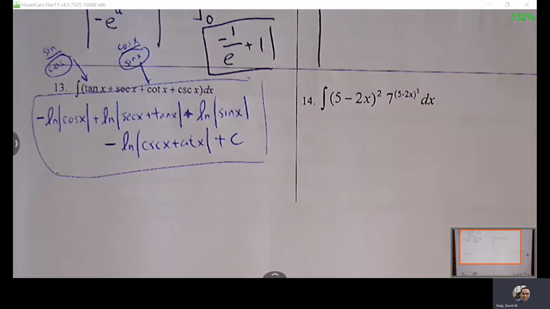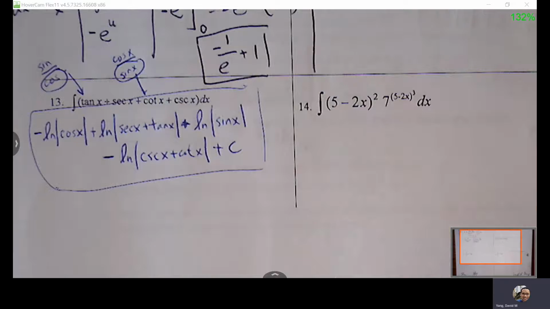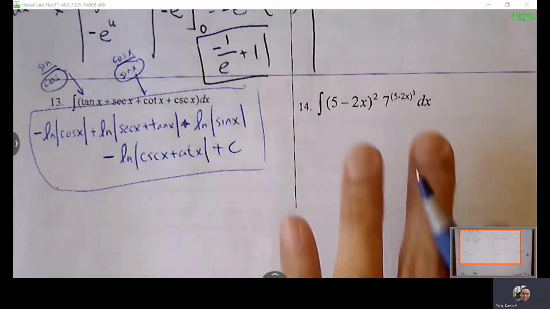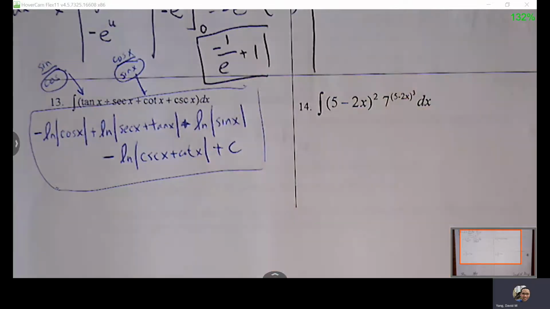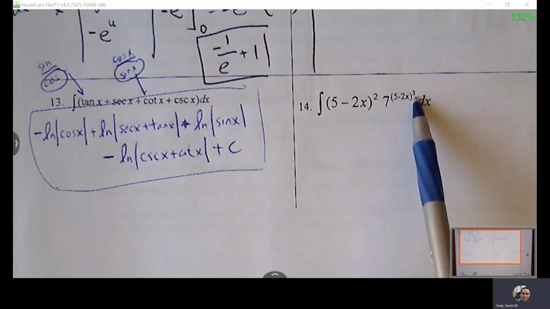Okay, 14. Take a look at 14. How would you start this problem here? This is too complex for one rule to handle. So what's our U value? The entire exponent. Yeah, the entire exponent. We want that 3 involved.